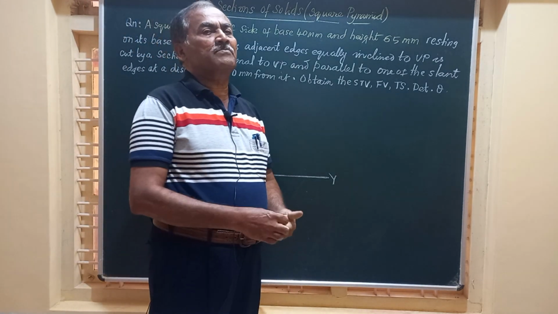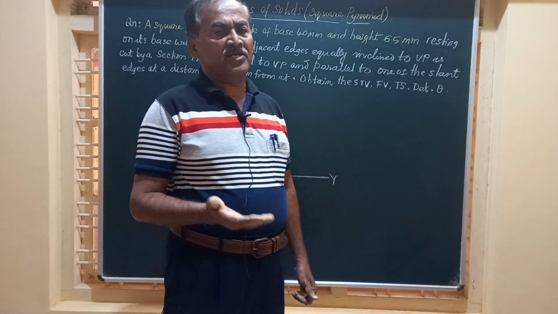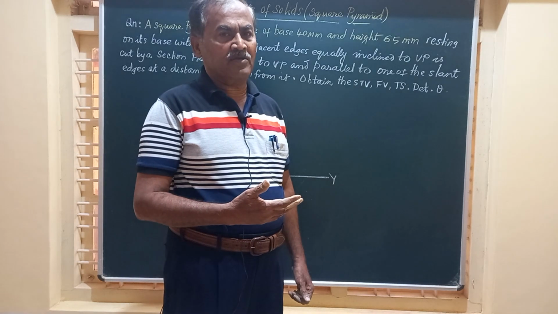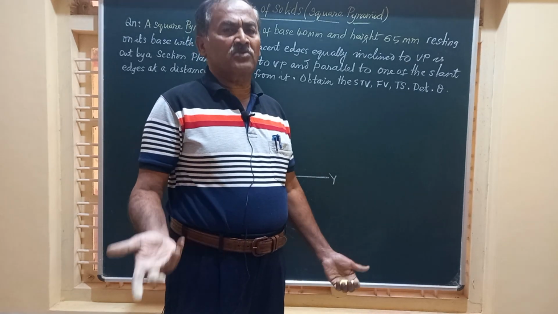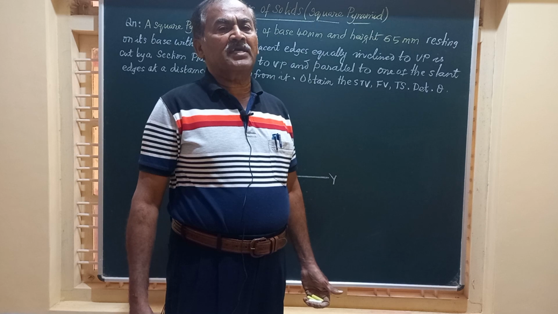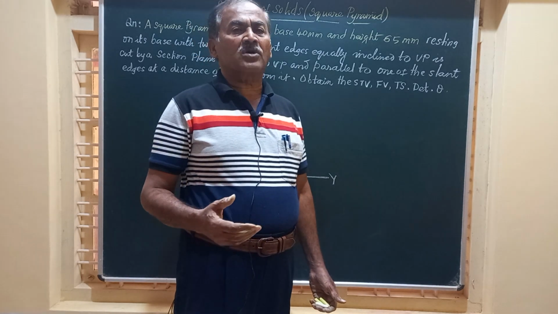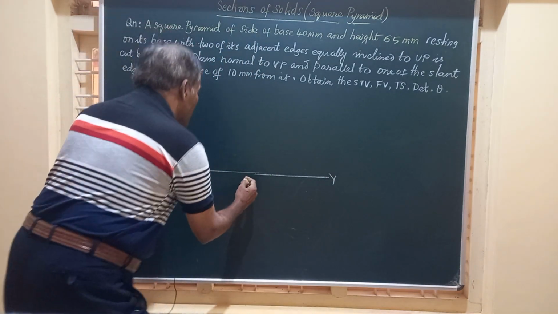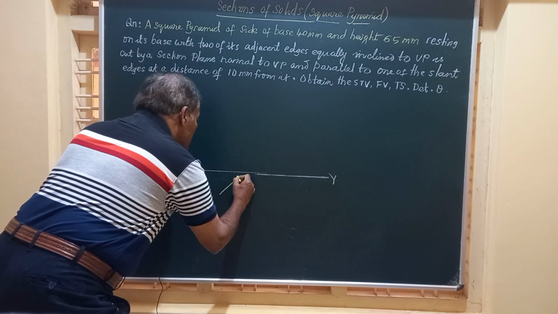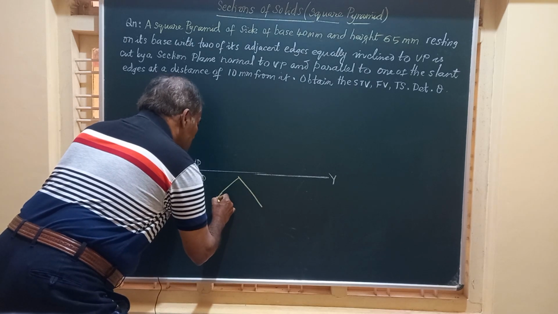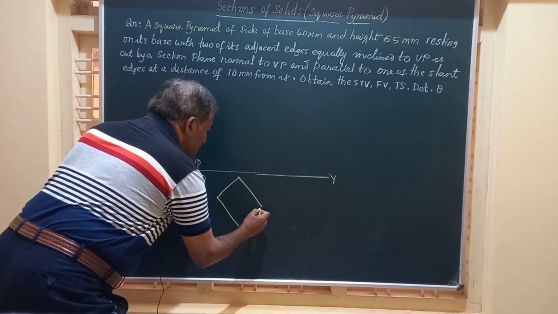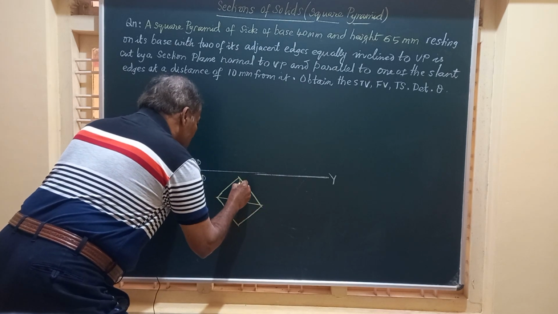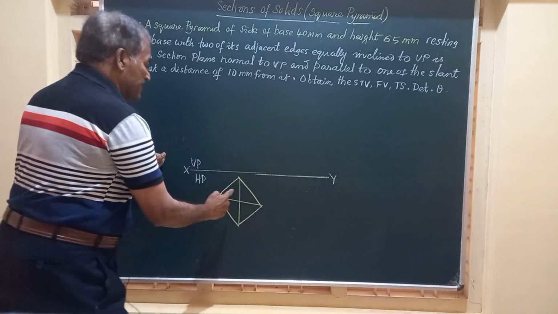Friends, when the pyramid is resting on its base on HP with two of the base edges equally inclined to VP, or all the four edges equally inclined to VP, let us obtain the top and front views of the square pyramid to the given dimension. So friends, I will just write down a square here. This is a square of the given size, that is 40 millimeter each side.